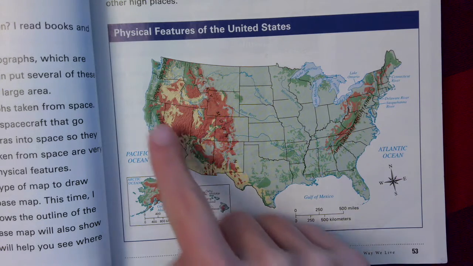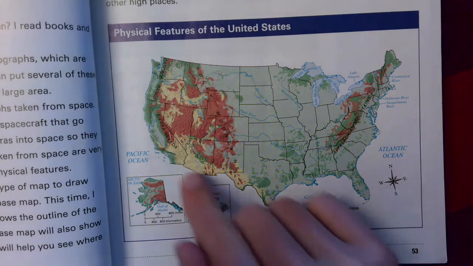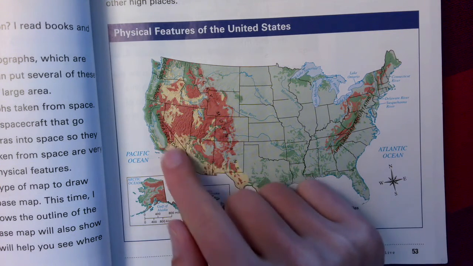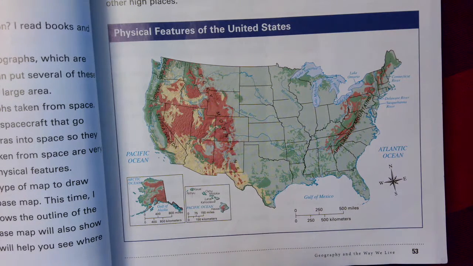What do you think this light brown stands for? Well, that's probably the desert, right? If you think about it, we know the deserts are in the southwest region of the United States, so the desert is in these regions here.